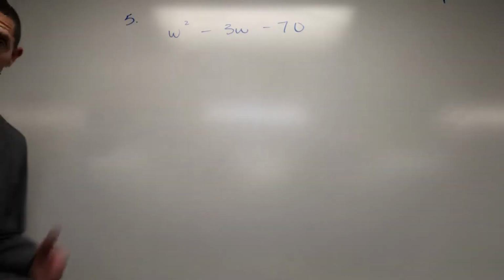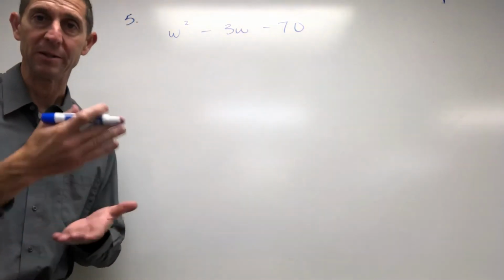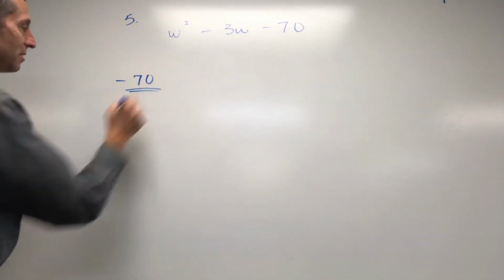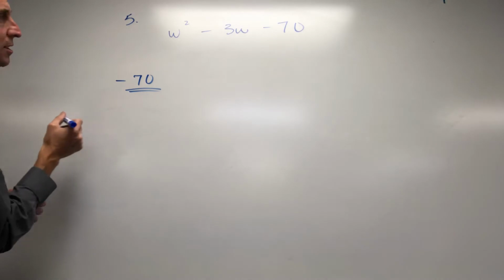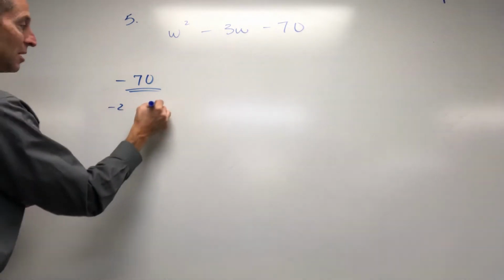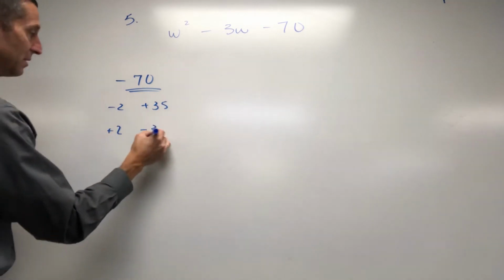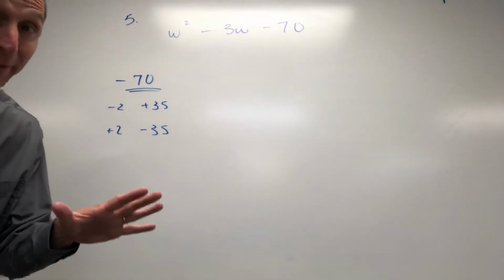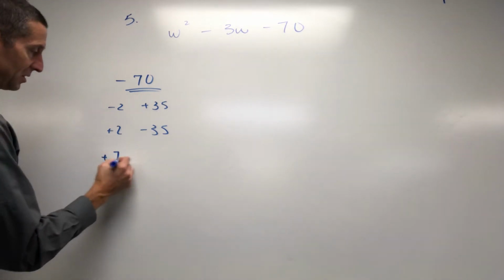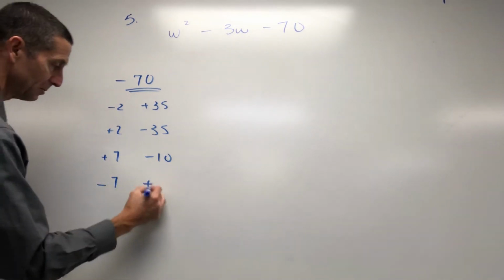Okay, so factoring this trinomial, w squared, 3w, 70. Not many ways to get a 70, and it's negative. So we can use, let's see here. We could do 2 and 35, like negative 2, positive 2, negative 35. Probably it's going to be 7 and 10. Let's run it in there. So here we go. Positive 7, negative 10, negative 7, positive 10.